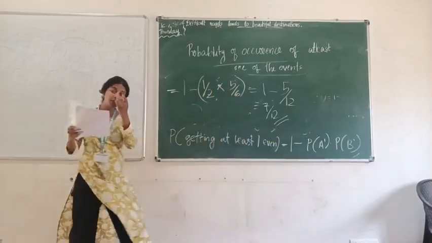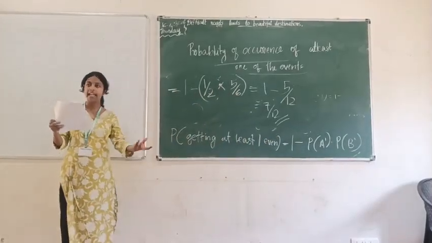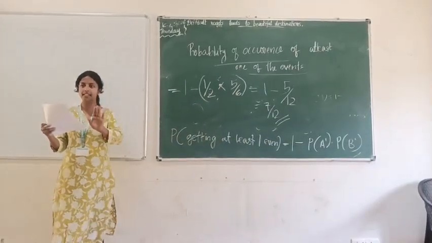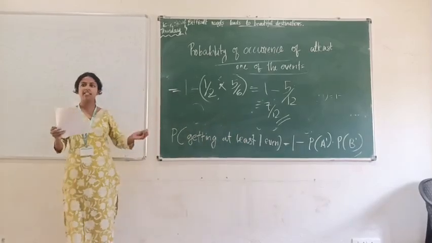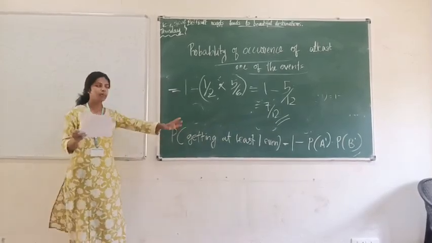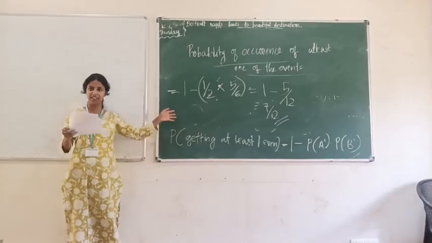So the probability of getting at least one head as well as the number 6 is 7 by 12. Understood? Yes. So it is very simple, just using both equations we can apply them.